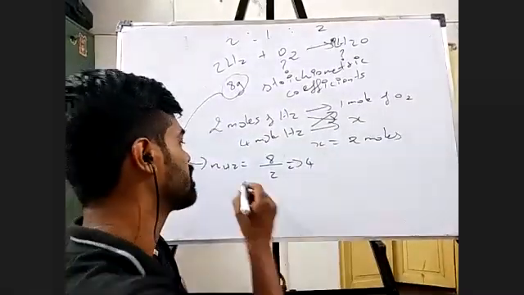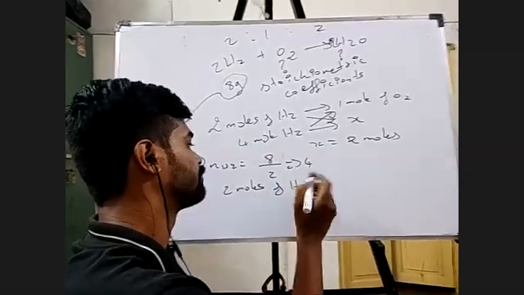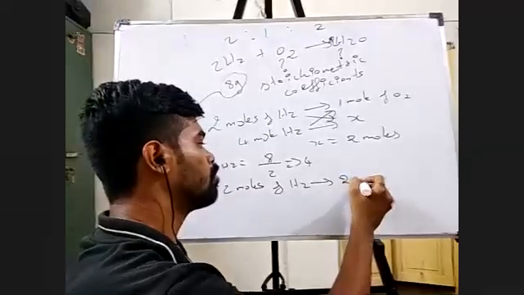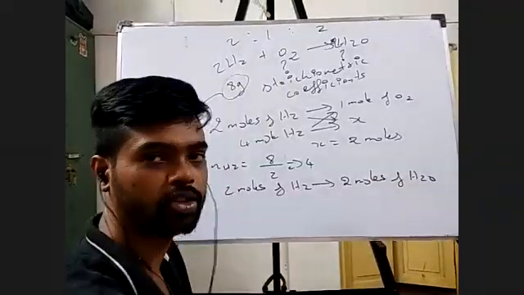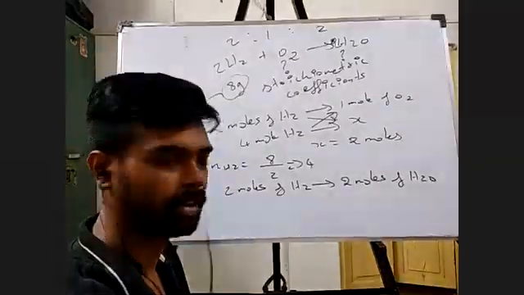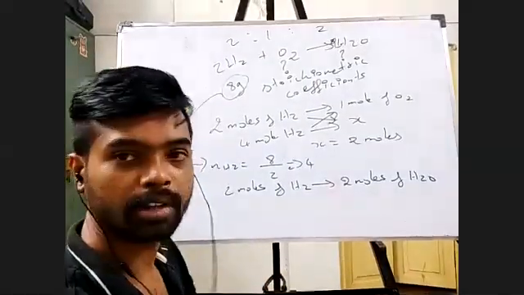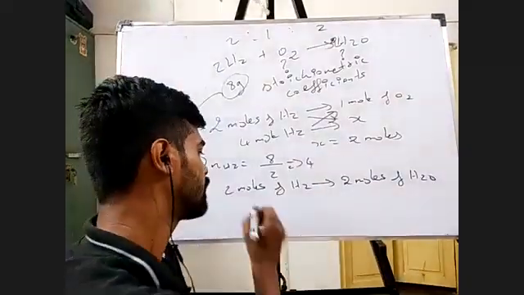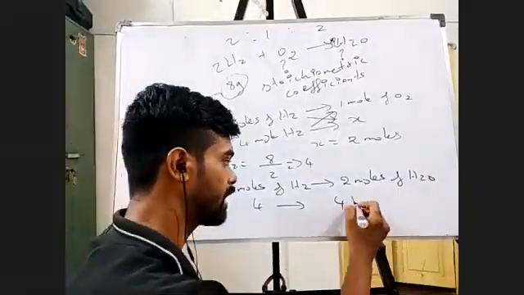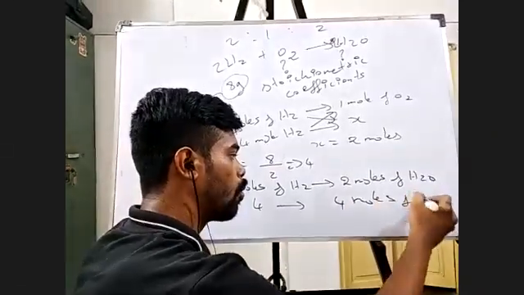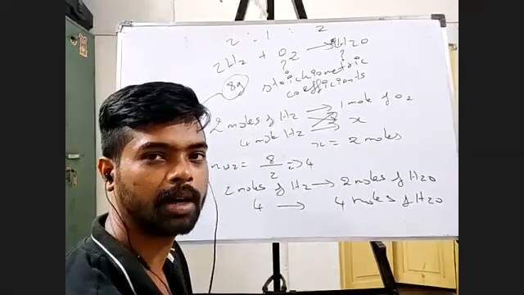Same way I can do it for water. How do I write the equation? 2 moles of H2 gives me 2 moles of H2O, or 1 mole of H2 gives me 1 mole of H2O. We'll just take the direct statement: 2 moles of H2 gives 2 moles of H2O. Now, how many moles do I have? 4 moles, so this also should be 4 moles. Basically, I have 4 moles of water getting formed.